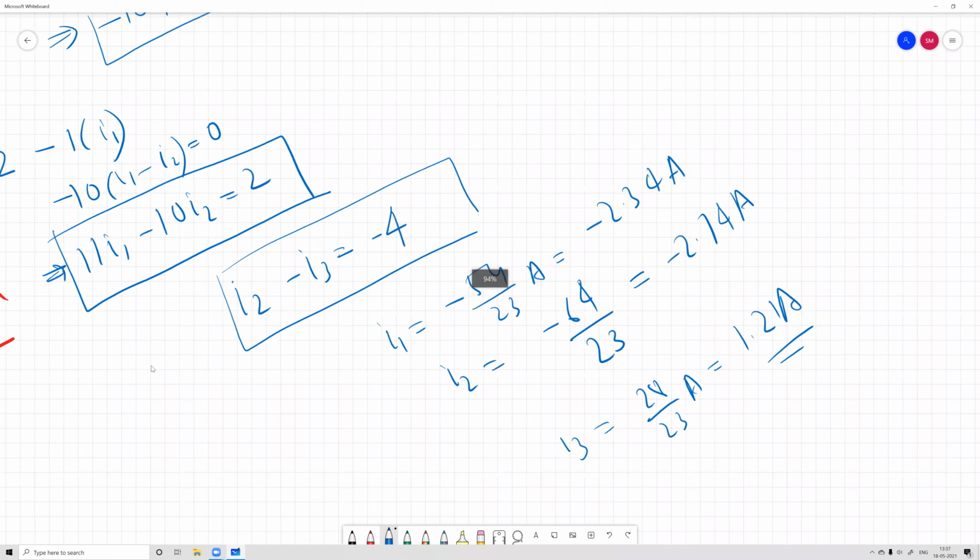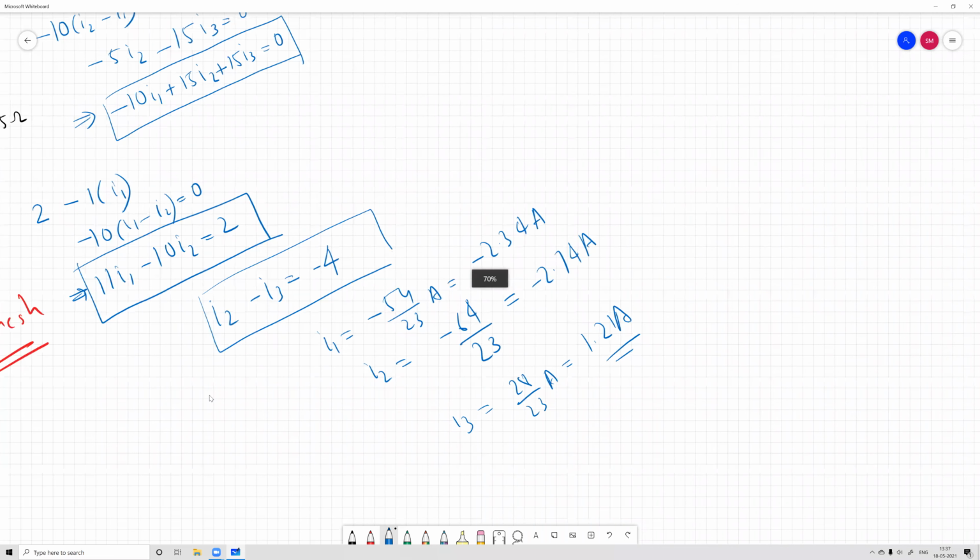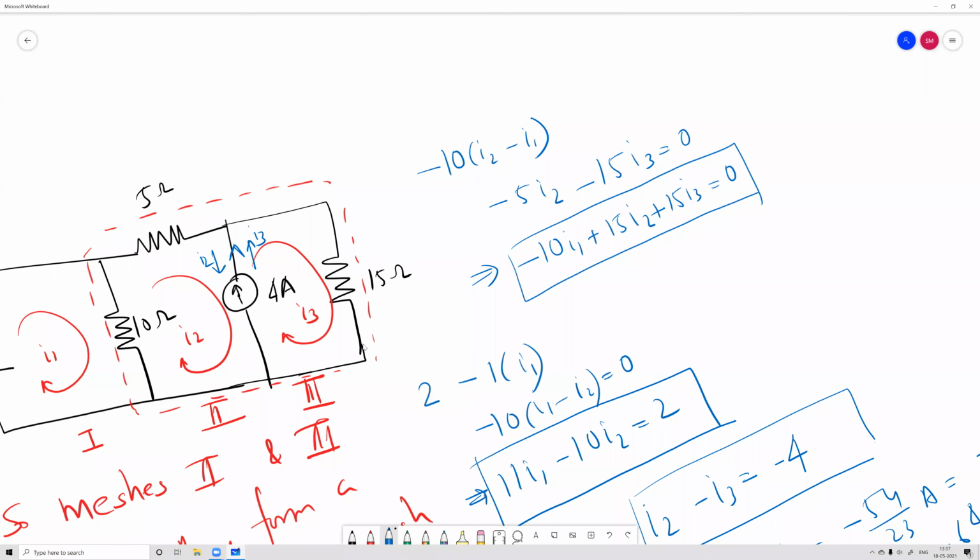So could you please explain why it is minus 4 in the third equation? Sure, of course. I2 direction is in this way, from A to B. Is it okay? Direction of I2 is from A to B. The direction of I3 is from B to A. And the 4 amp is also from B to A.